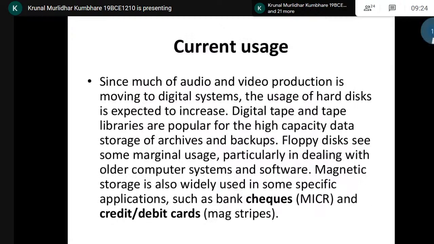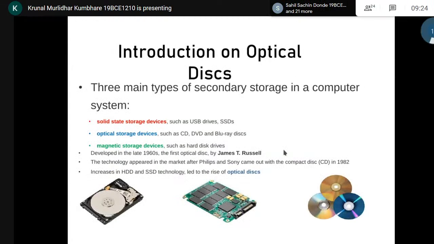So now the next part, Sangram will explain about the usage. The current usage is that since much of audio and video production is moving to digital systems, the use of hard disks is increasing. Digital tape and tape libraries are popular for high capacity data storage of archives and backups. Floppy disk users have become nominal; they were used in older computer systems and software. Magnetic storage is also widely used in some specific applications such as bank checks and credit or debit cards. Now my friends will be talking on the topic of optical technology.